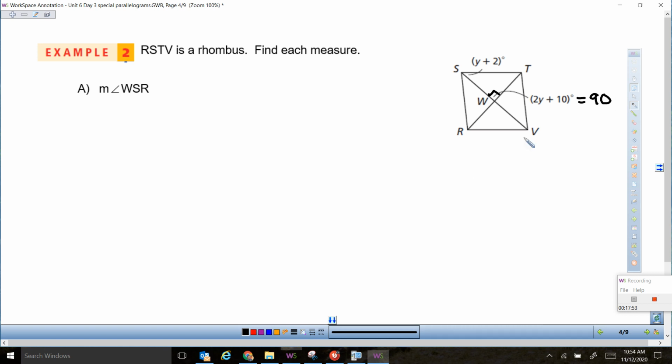Solve that for y. Subtract 10 from both sides. So that gives me 2y equals, what's 90 minus 10? 80. Divide both sides by 2. What does y equal? 40. Did they ask me for y? No, I didn't even look to see what they asked me for. Oh, what have we done yet? They want us to find the measure of angle WSR. WSR is this angle right here.